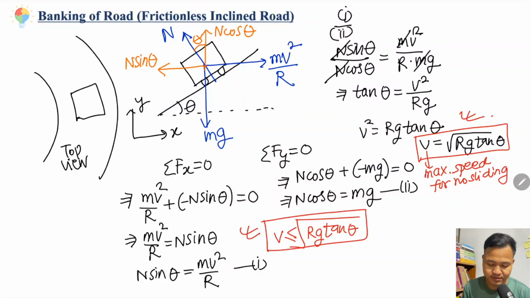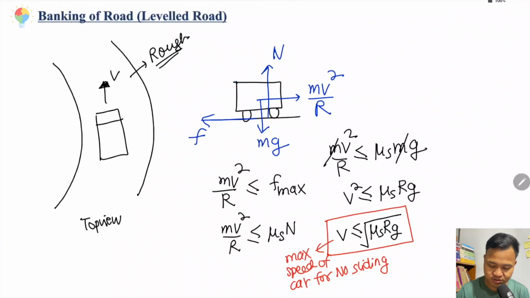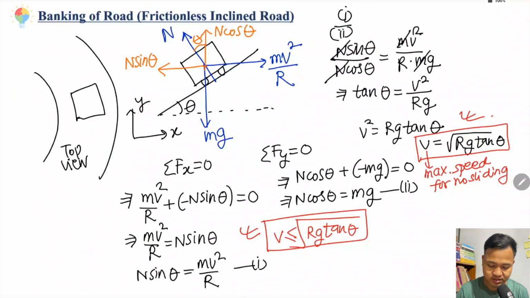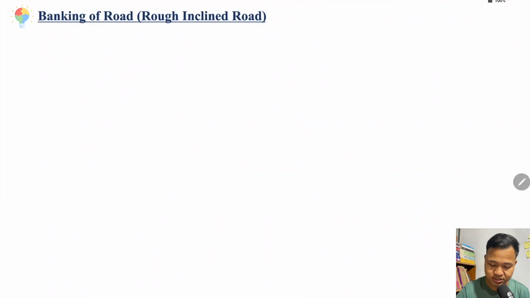Now if there is friction, what happens? For a level road the maximum speed is root over mu rz. So for an inclined plane without friction it is rz tan theta. Okay, mu is for friction. So that is when there is friction.